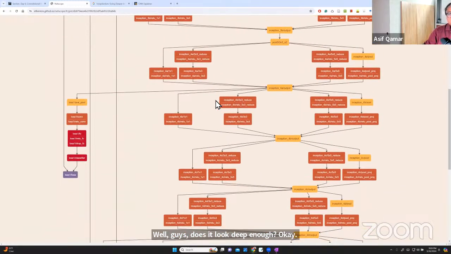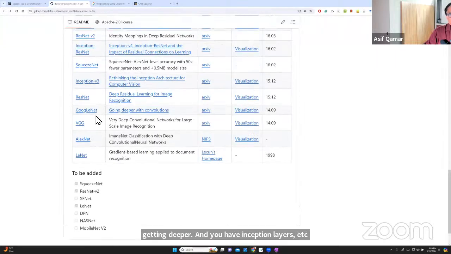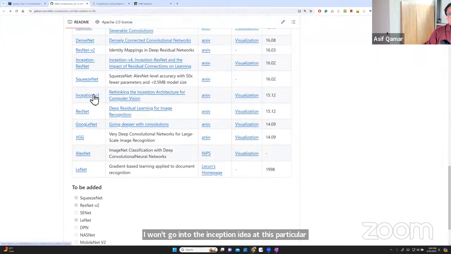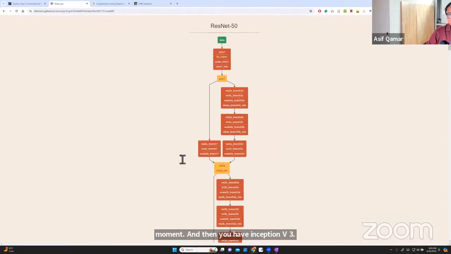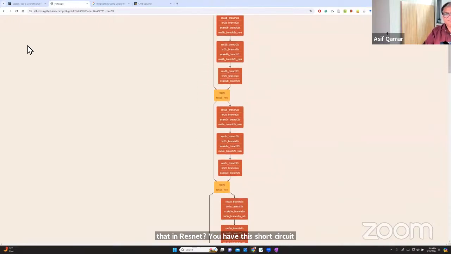Right. So it's getting deeper, and you have inception layers, etc. I won't go into the inception idea at this particular moment. And then you have Inception V3. This one is worth looking into, ResNet. Do you notice that in ResNet, you have these short circuit paths? Residual. These are the residual short circuits.